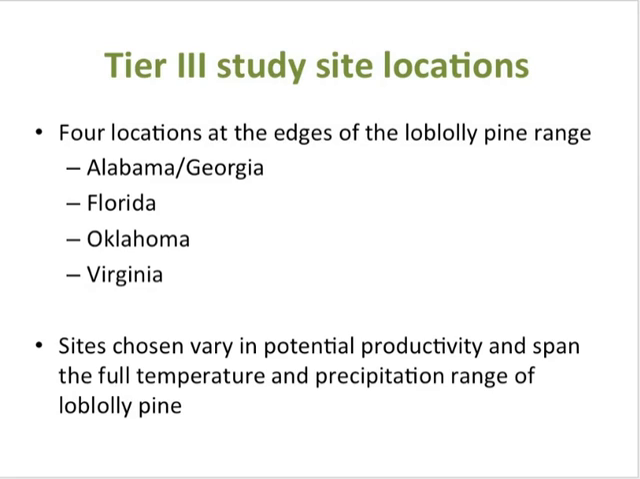We have selected 4 locations for our Tier 3 sites, and they're going to be located at the edges of the loblolly pine range. These sites were chosen because they vary in potential productivity of pine and span their full temperature and precipitation gradients. In our ideal world, we'd like to have more than 4 locations, but due to personnel and budget constraints, we decided to focus our efforts on these 4 sites instead of selecting more sites and not taking as intensive measurements on each of the sites.